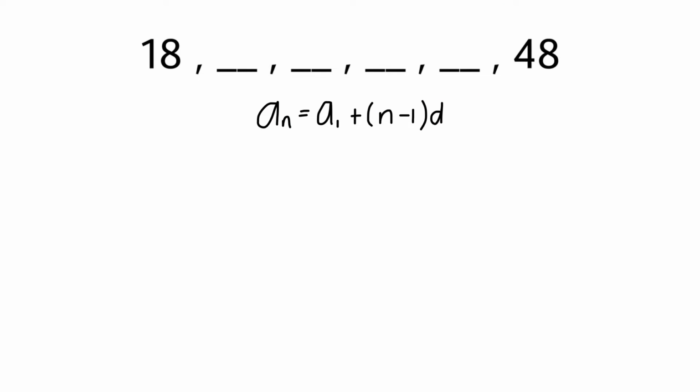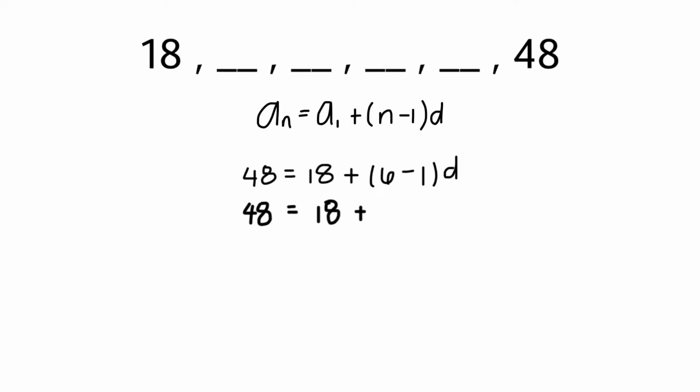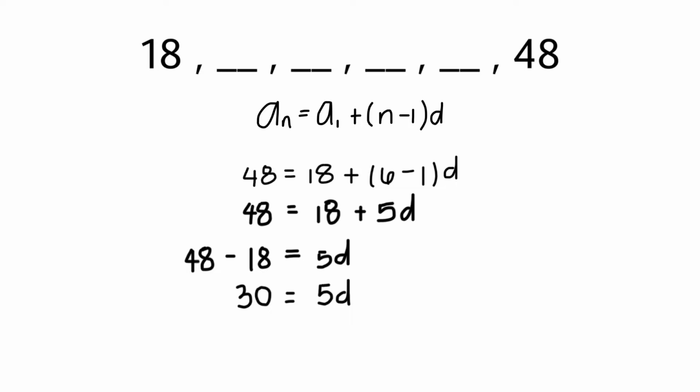Your a sub n is your last term, which is 48, equals your first term, which is 18, plus 6 minus 1 times d. Let us simplify: 48 equals 18 plus 5d. Now, what we need to do is transpose 18 to the other side. So it becomes 48 minus 18 equals 5d. So 48 minus 18 is 30, equal to 5d.